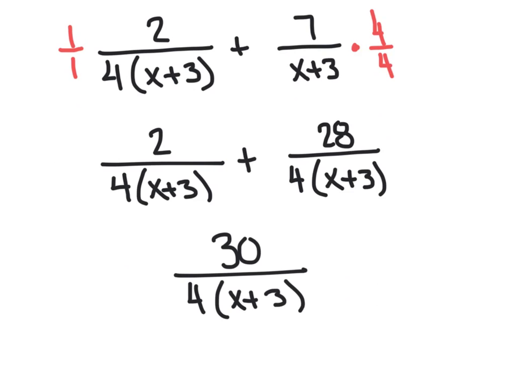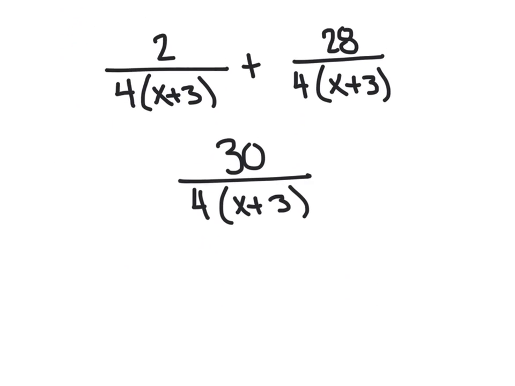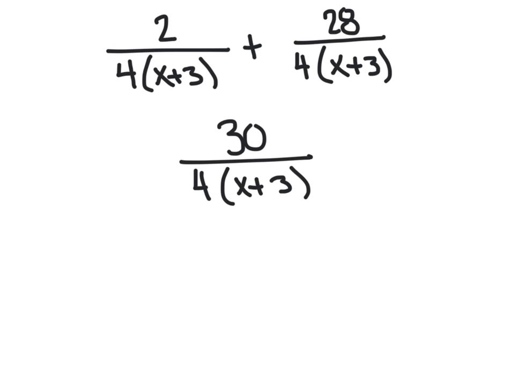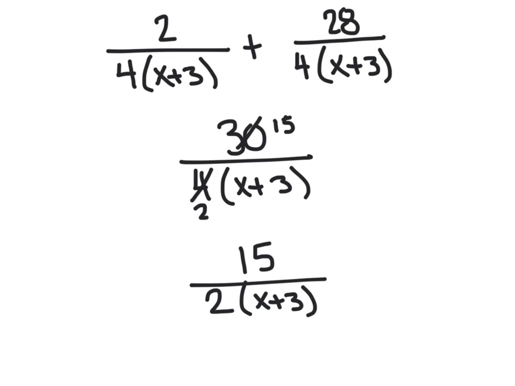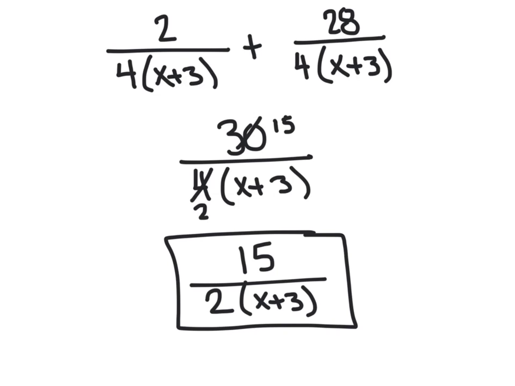And here I do have an opportunity to reduce. One of the things we are going to stress is that we don't want to worry about simplifying or reducing until we get to the end. We can divide both of these by 2, and it reduces real nice. So we get 15 over 2 times the quantity x plus 3, and that is our most simplified final fraction.